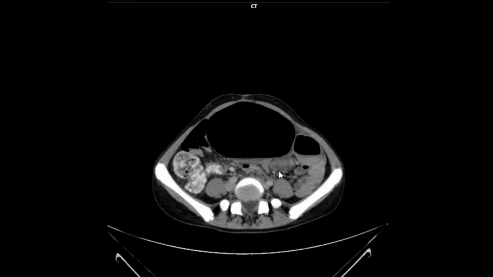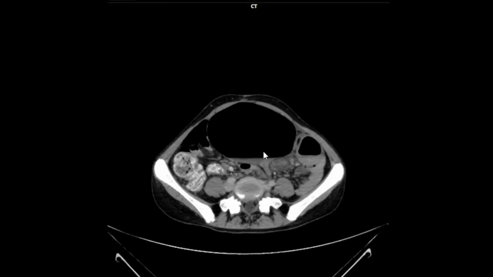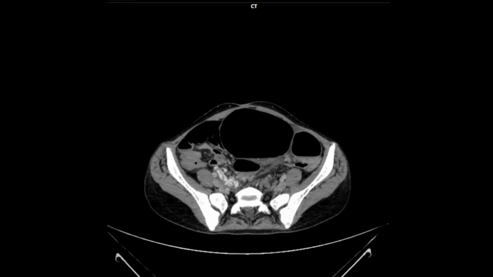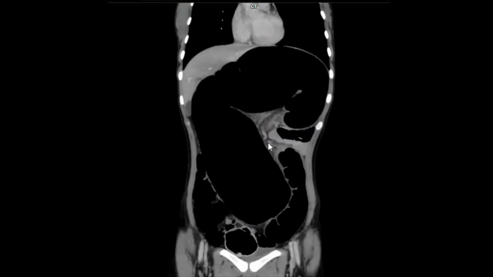It's a little hard to follow, but you can see that there's an abrupt change from dilated bowel to collapsed large bowel with some swirling here. And swirling, sometimes one plane shows it very well compared to the other.